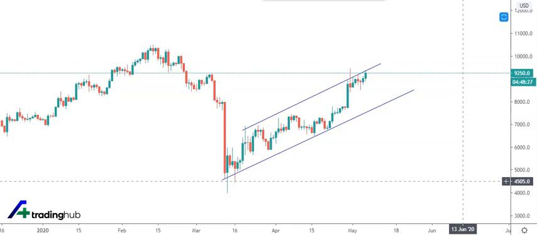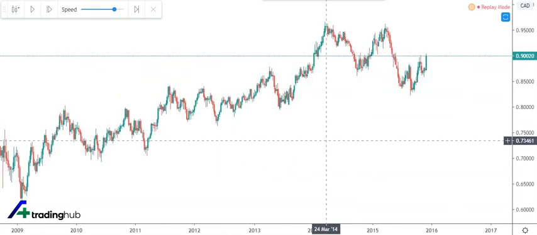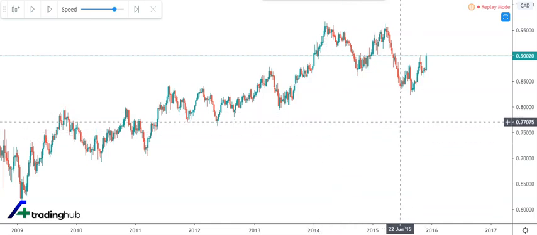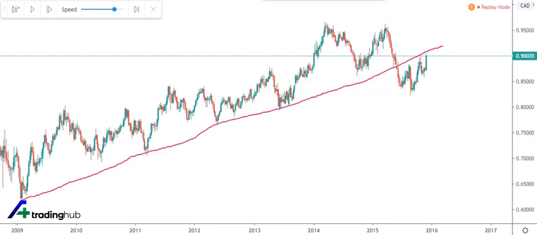Alright, so let's start. Now, looking at this chart, you will agree with me that price is in an uptrend. Why am I saying this? Because I see a series of higher highs and higher lows. To have a clear uptrend, you need to see a series of higher highs and higher lows. So let me just draw this out for us to see.